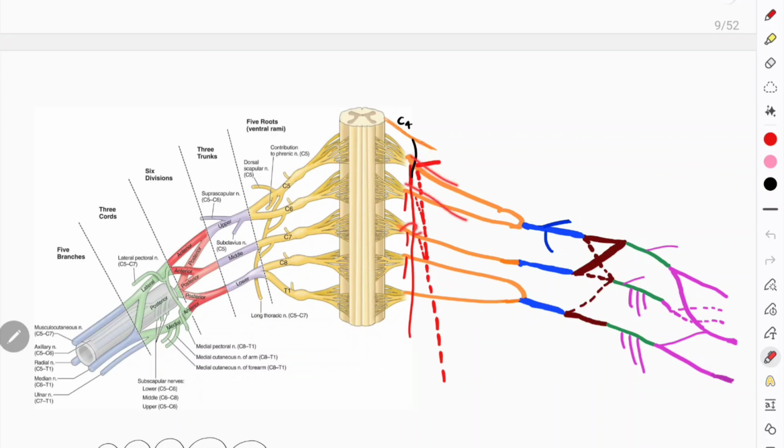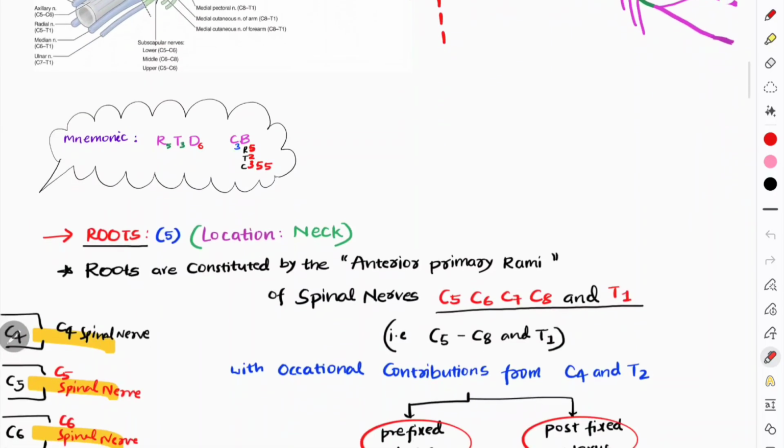Roots unite to form trunks. Trunks divide into two divisions, anterior and posterior. The two anterior divisions unite to form the lateral cord. The posterior ones unite to form the posterior cord, and this anterior division forms the medial cord. So these cords further divide and form branches.